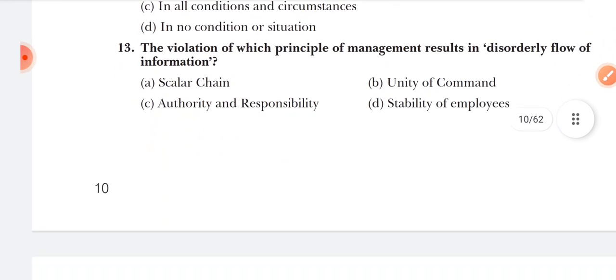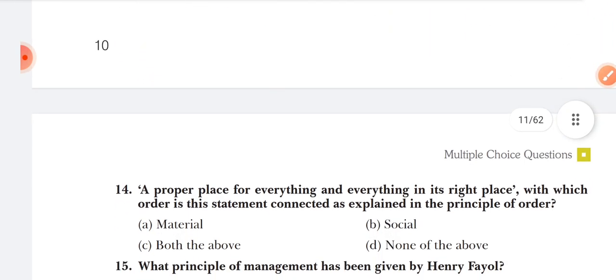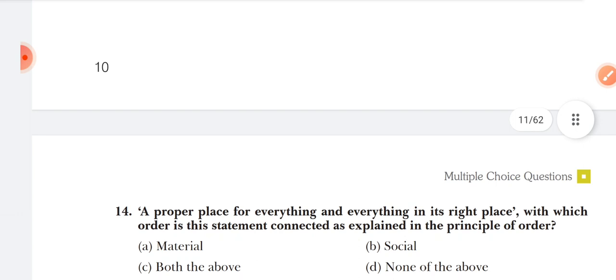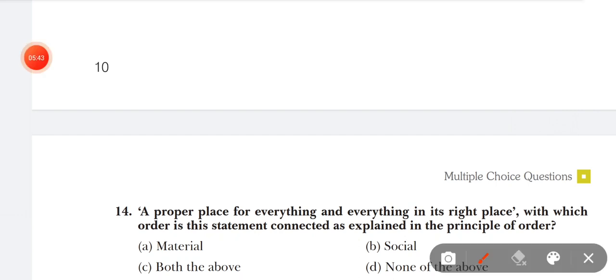Now question 14. A proper place for everything and everything in its right place. With which order is this statement connected, as explained in the principle of order? And the answer of this question is option A, material.